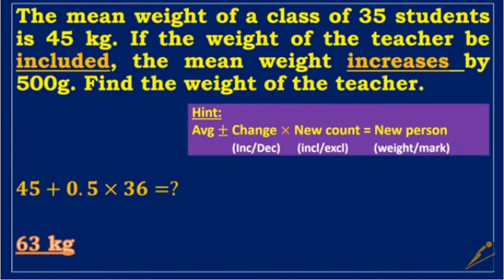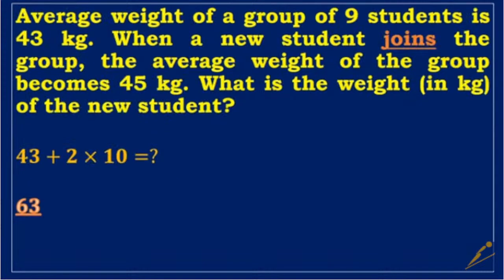Given that the mean weight of the class of 35 students is 45 kg, we know that if the weight of the teacher is included, the mean weight increases by 0.5 kg. Now, we can use this new mean to find the sum of weights including the teacher, that is 36. We can write 45 plus 0.5 into 36, so the weight of the teacher is 63 kg. Let's take another example to better comprehend this concept.